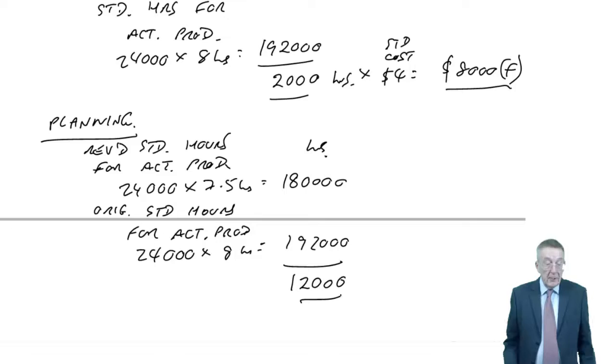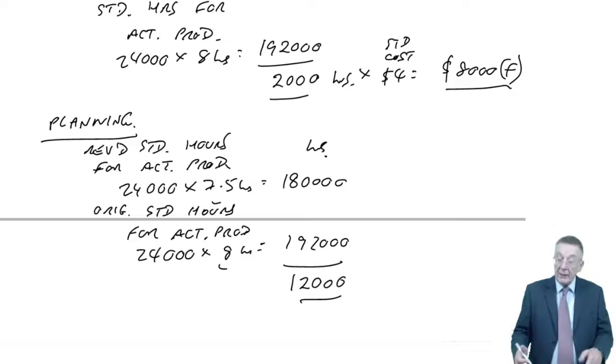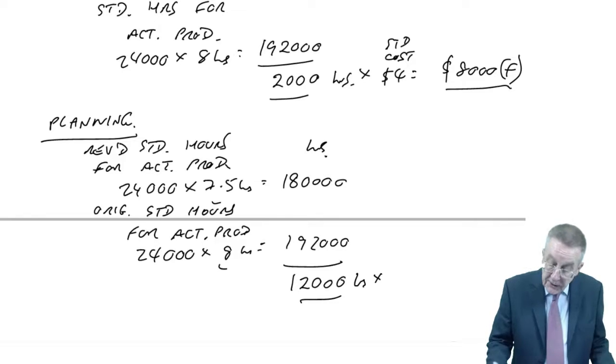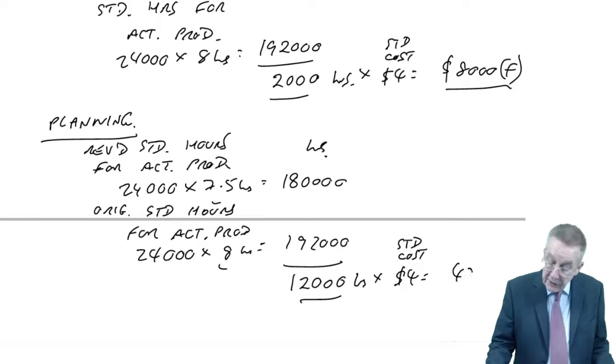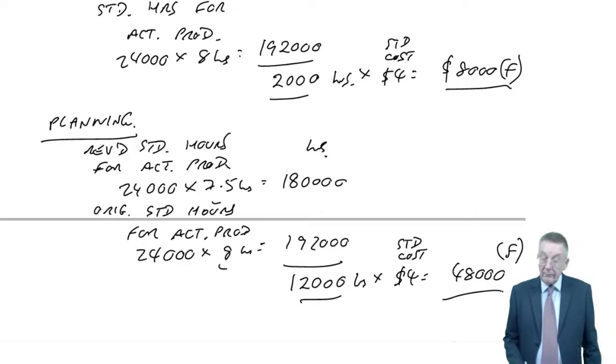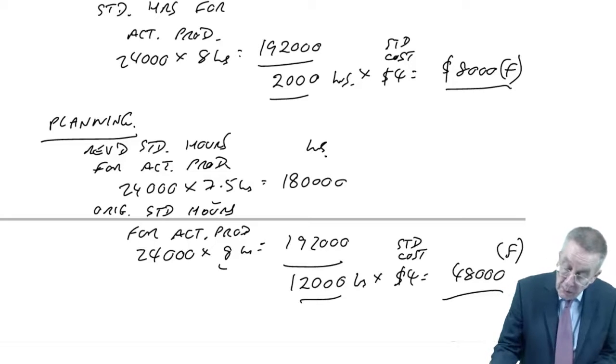It saved us 12,000. Or again, I could have written that faster: it's 24,000 units, and we're saving half an hour on each unit. Again, 12,000. Cost out at standard cost. The original standard cost $4. 48,000 favourable. And finally, operational.